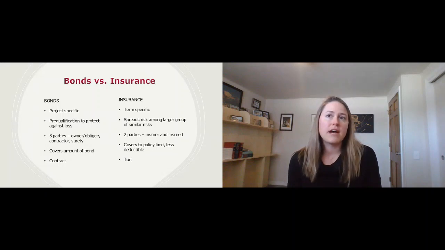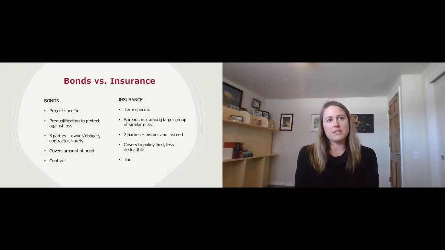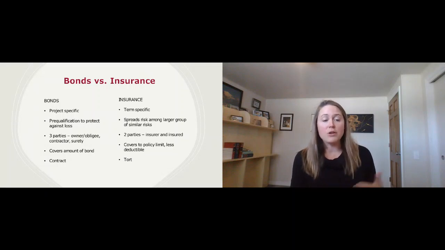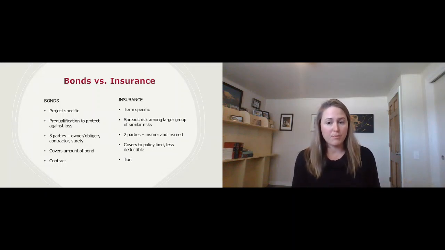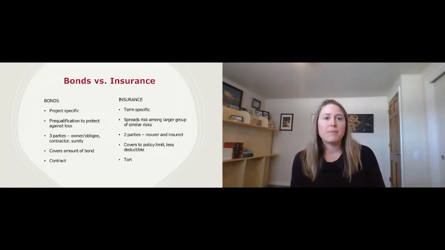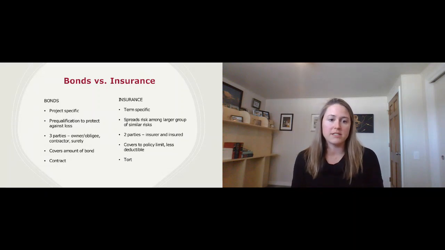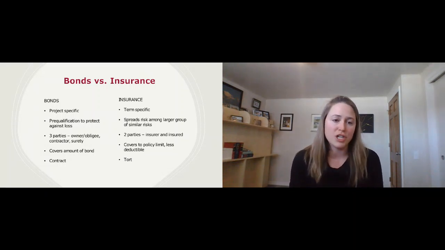And just to separate the two, bonds have three parties. You have the owner, or the person who's requiring the bond. Then you have the contractor, usually who's having to obtain the bond. And then you have the surety provider. Unlike that, in insurance you usually have just two parties. You have the insurer and the insured.